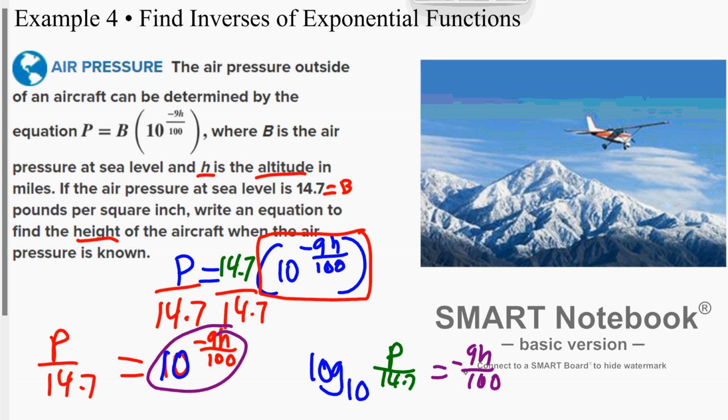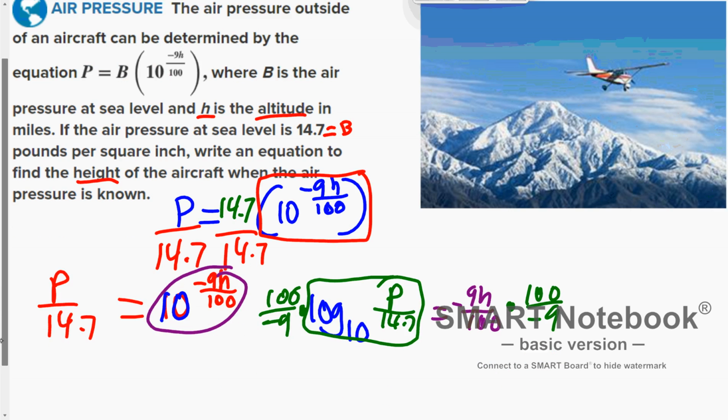Okay, and then I just need h by itself, so I can multiply by 100 and then divide by 9, or just multiply both sides by 100 over negative 9. Now I'm not multiplying the P here, I'm actually just multiplying the log itself. Once I figure out what that is, once I insert a P, then I can do that. But this is just 100 over negative 9, and you can leave it as a fraction like that, that's fine.